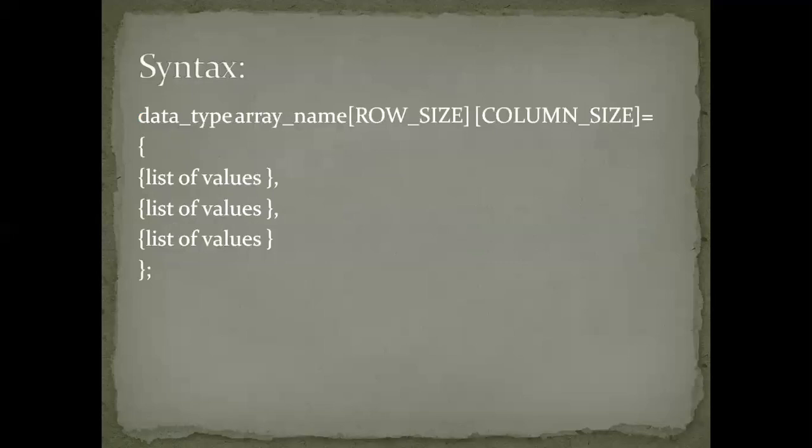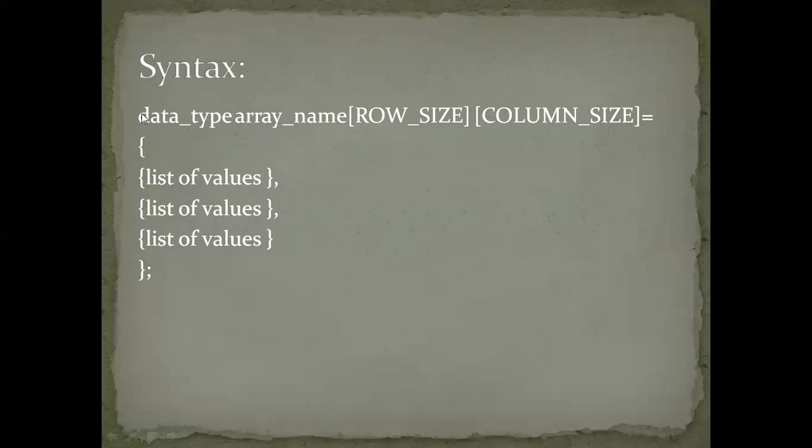The syntax for this compile time array initialization is data type, array name, row size, column size, that is equal to, this is a single equal. There is a difference between double equal and single equal. Single equal means we are taking the right side value, but double equal is a comparison. For comparison purposes we use the double equal.